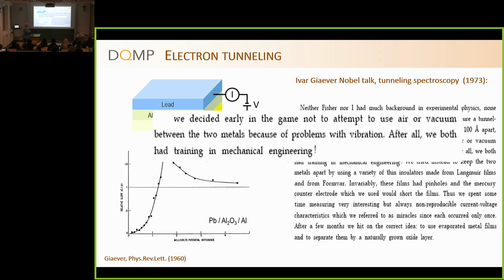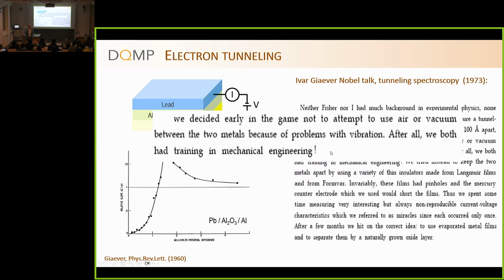And this is why they decided early on in the game not to attempt to use air or vacuum between the two metals. Because if you look at the theory, the easiest way to do it would be to take two materials, bring them close together with vacuum, and then measure the current between the two. And they did not choose this because of problems with vibrations.